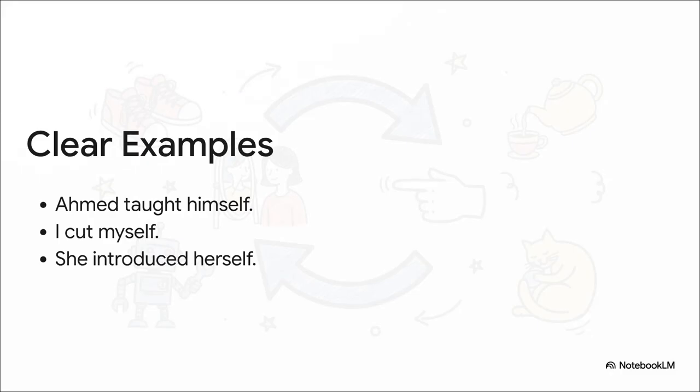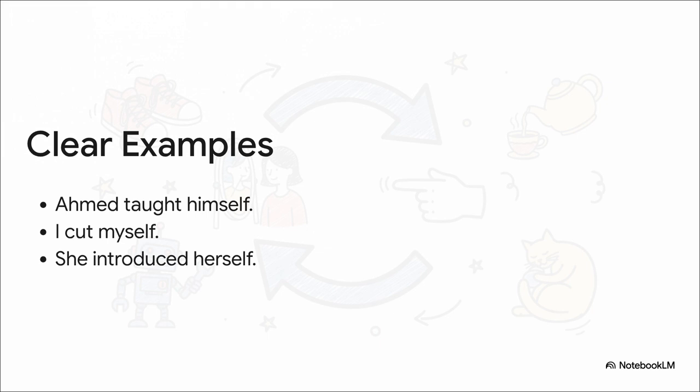Let's look at 6 really clear everyday examples on the board to see this in action. First up, Ahmed taught himself English. Now, Ahmed is the subject here, right? He did the teaching. But who received the teaching? Well, Ahmed did, so he taught himself. Second one, I cut myself while cooking. Who cut? I did. Who was cut? I was. It's the exact same person doing and receiving the action.